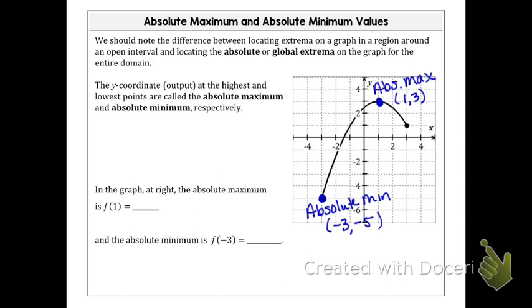So then on the side over here, it says in the graph at the right, the absolute maximum is f of 1 equals, well, we know when x is 1, y is 3. And the absolute minimum is f of negative 3 equals, well, when x is negative 3, the y value is negative 5.